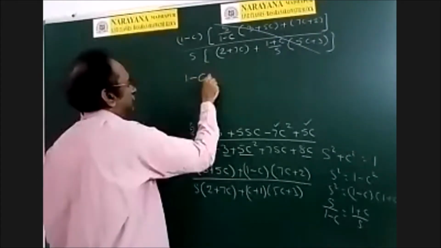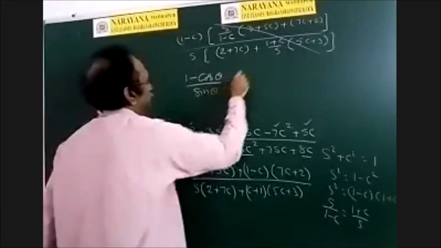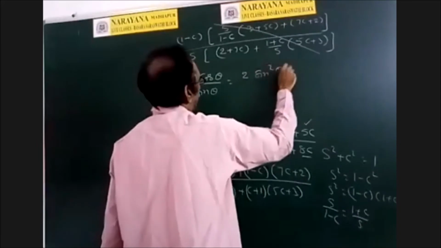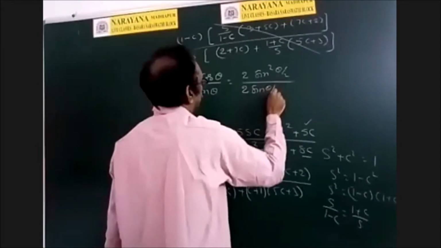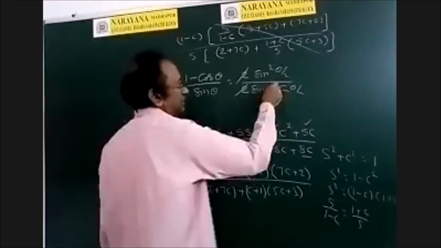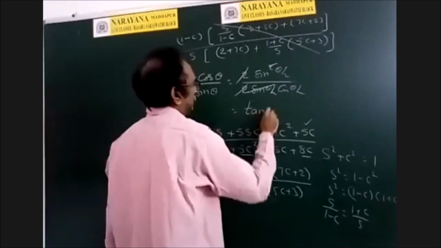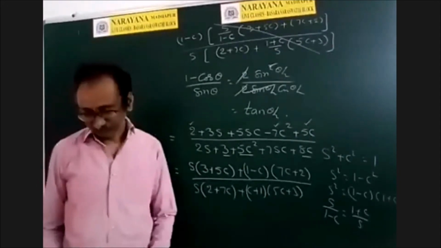1 minus cos theta by sin theta. So this is 2 sin square theta by 2 by 2 sin theta by 2 cos theta by 2. The 2 is cancelled, sin theta by 2 is cancelled. The answer is tan theta by 2. Better.